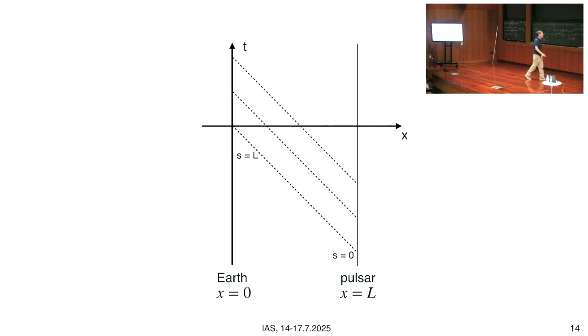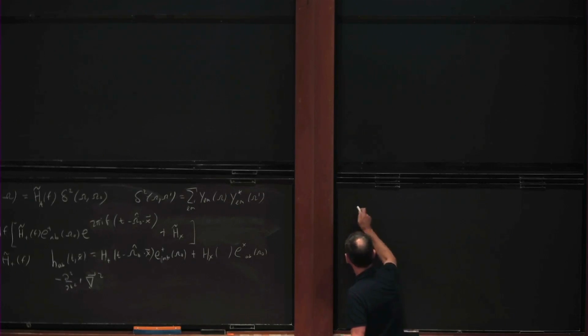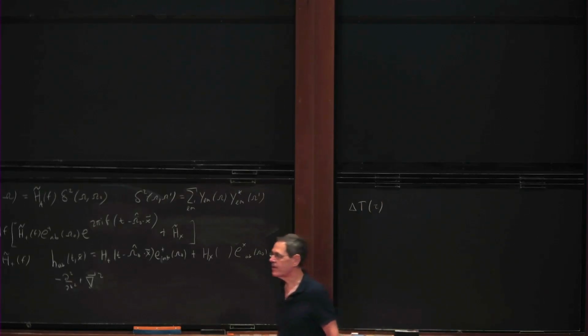This problem was studied by Sachs and Wolf in 1967, and they wrote down a formula, and I'm just going to write it down again, in the following form. They wrote a formula for the time delay. I'm going to write it delta t. It depends upon the arrival time of the pulse.